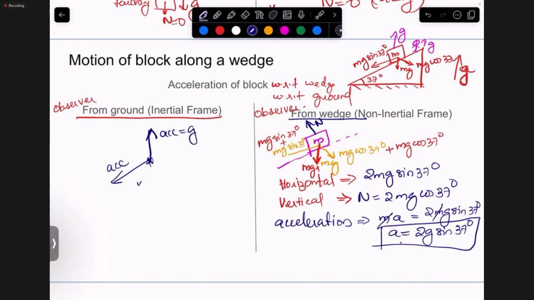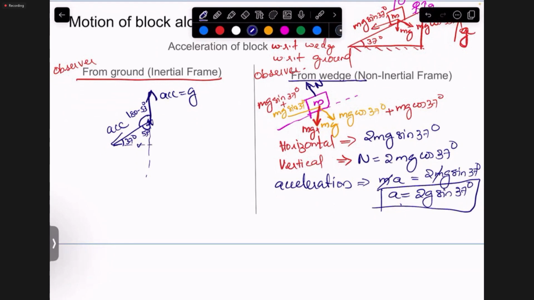So we need to find the angle between these two. Okay. How to do this? This is 37 degree. This is 53 degree. This is 180 minus 53 degree. Now we need to find the resultant of both of these. Let's use the parallelogram law, right? So how to do that? Resultant R is equal to the root of, so we will take these as A and B.